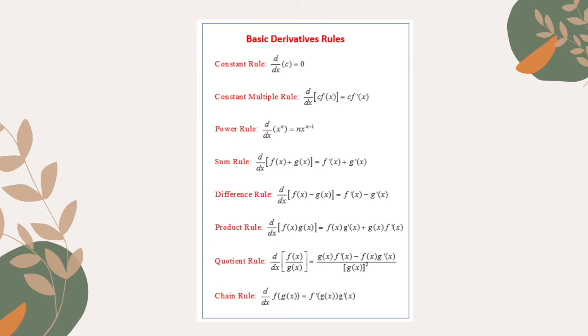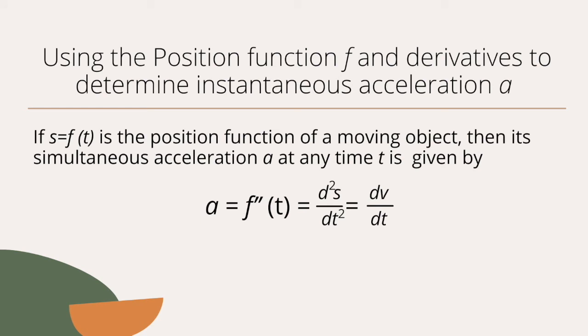Here are some of the basic derivative rules which you can apply in finding the velocity. You may pause the video or copy these basic derivative rules for you to understand them better. Aside from using the function f and derivatives to determine the instantaneous velocity, we can also use both to determine the instantaneous acceleration a, or simply acceleration. If for instantaneous velocity we use f prime of t, this time we'll be using f double prime of t.